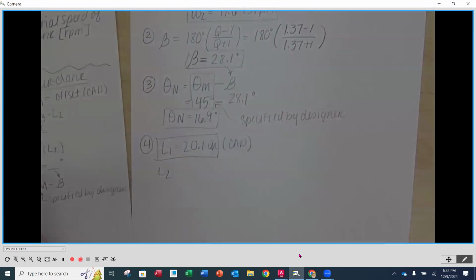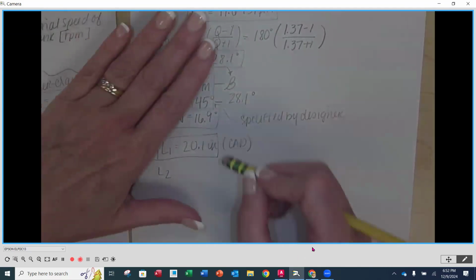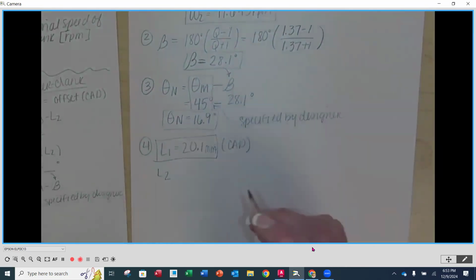Oh, Lex. Oh, you're right. Thank you. This is all millimeters. Yeah, just out of habit. Thank you, I appreciate you catching that. Okay, 20.1 or 20.075 millimeters.